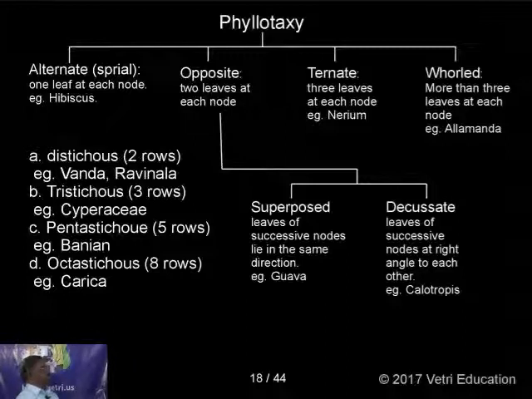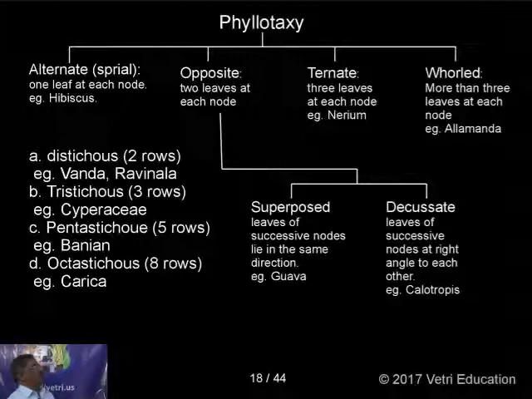The distichous leaves, all the leaves are arranged in 2 rows, that you can find in Vanda and Ravenala. Tristichous, 3 rows, you can find in the Cyperaceae family, and Pentastichous, 5 rows of leaves. If you happen to see from the top, you can see 5 rows, Banyan. Octastichous, 8 rows in Carica, that is Papaya. There you can find these types of leaves, but at each node you can find only 1 leaf.